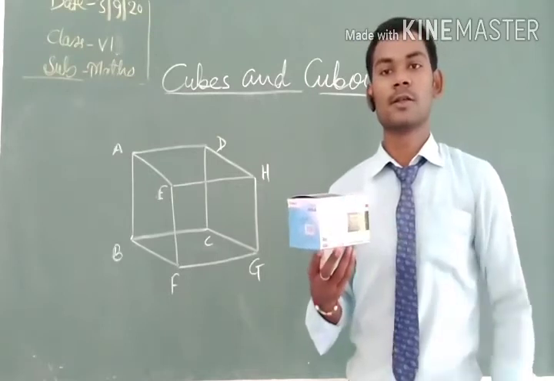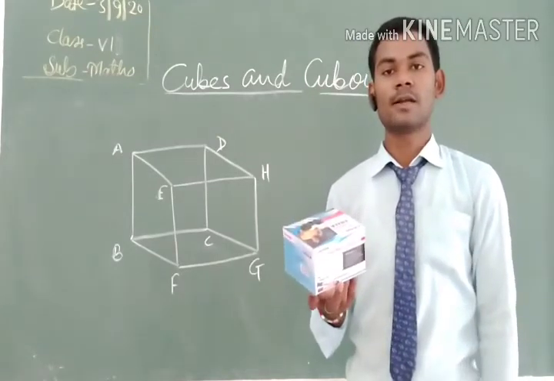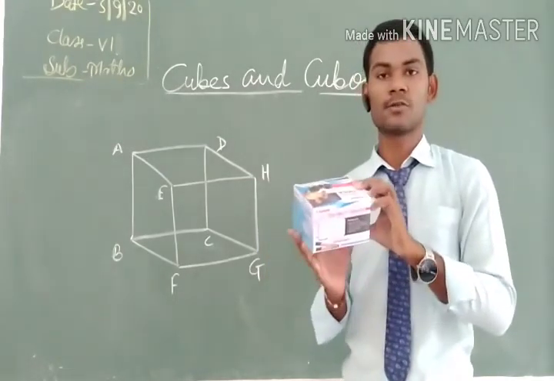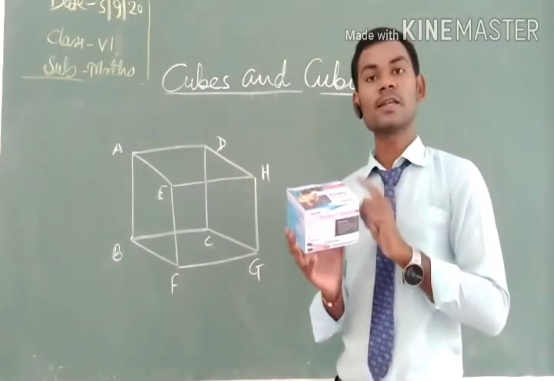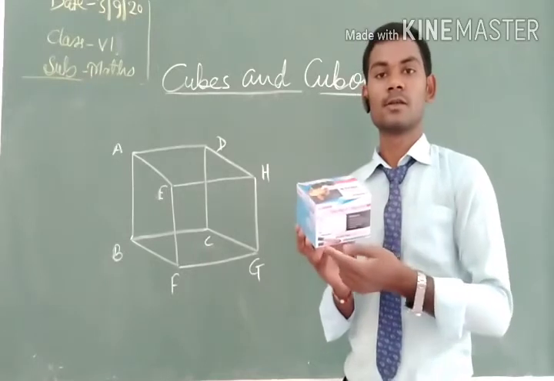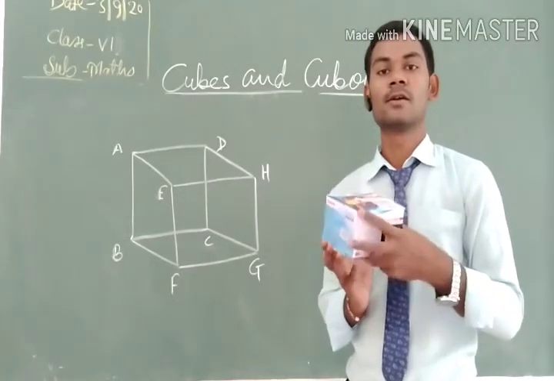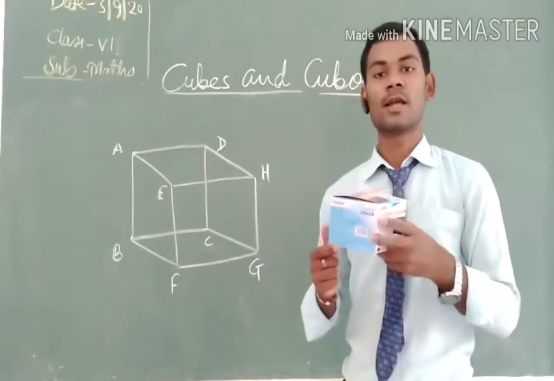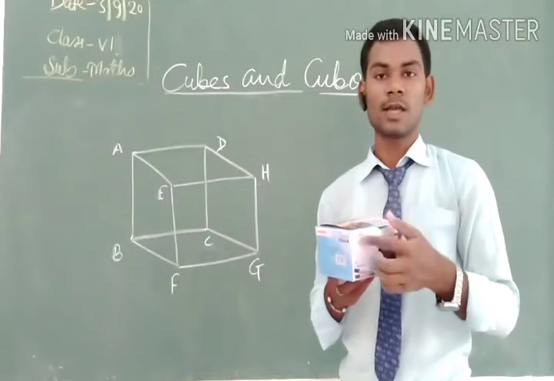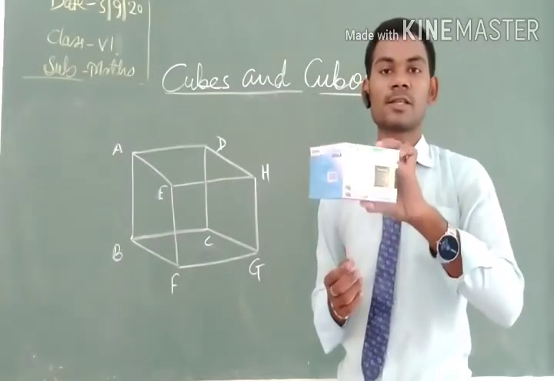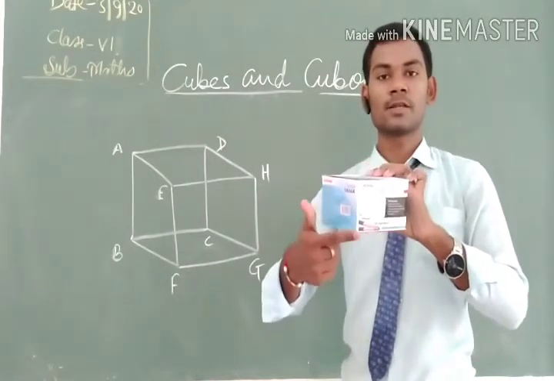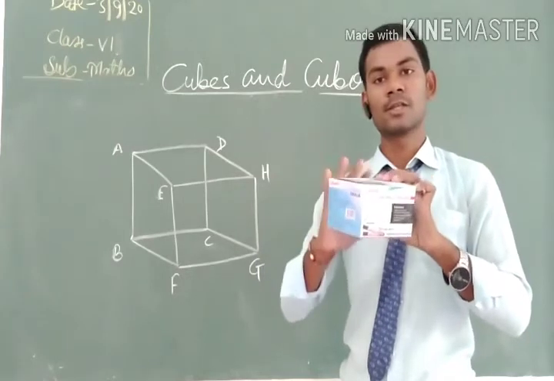If I show you some figure like this, this is a box and it just looks like a cube, because you can see this is the length, this is the breadth, and this is its height. So in this box it has three dimensions. First is its length, second is its width, and third is its height. So it is a 3D shape.